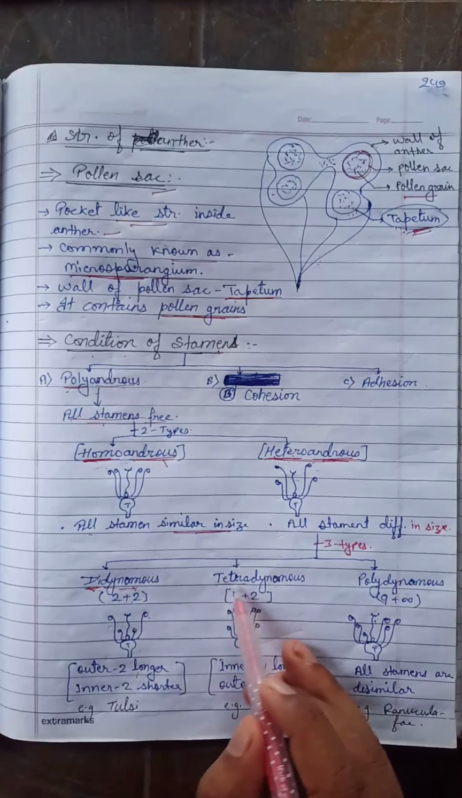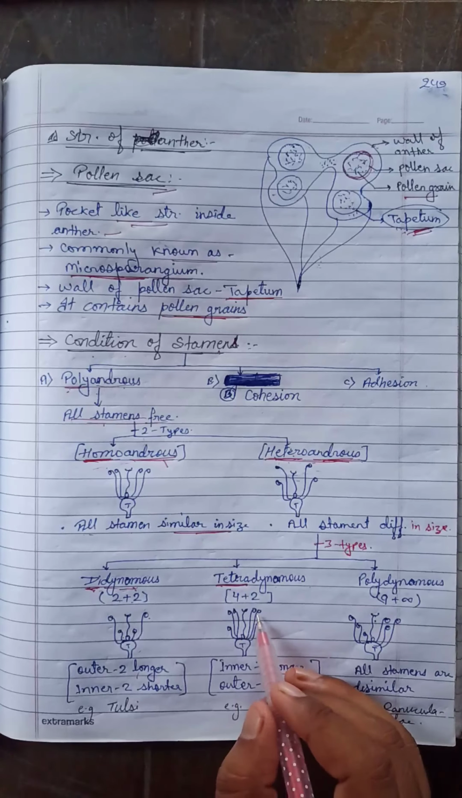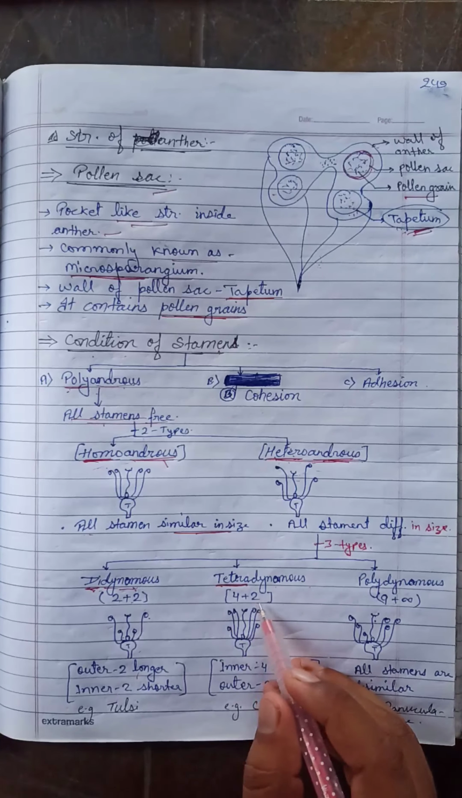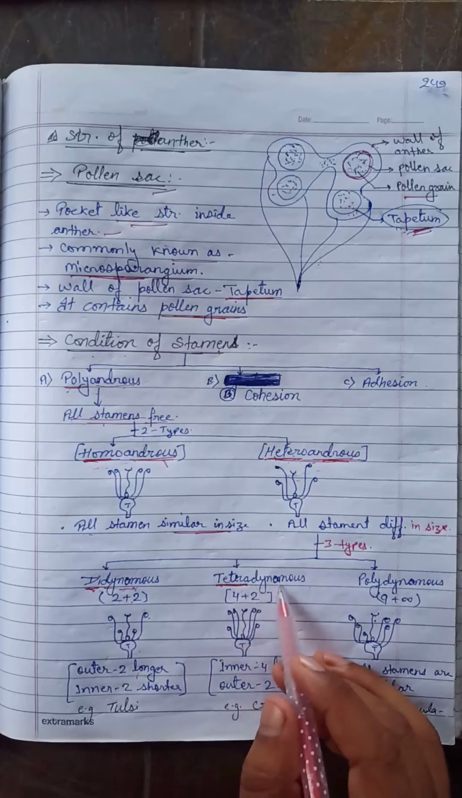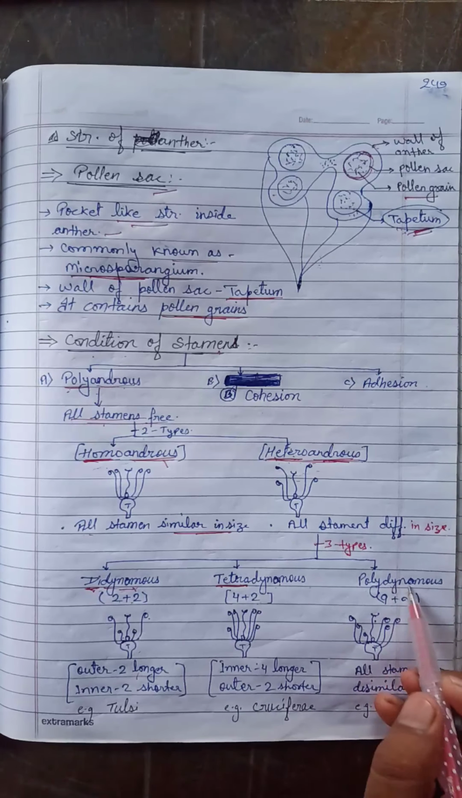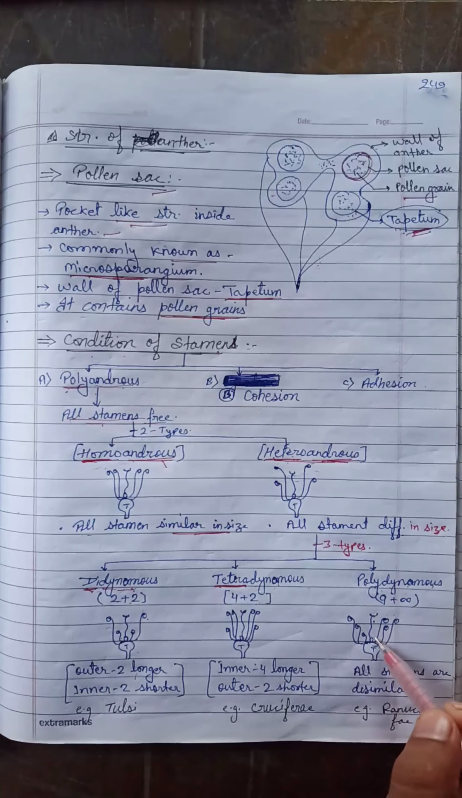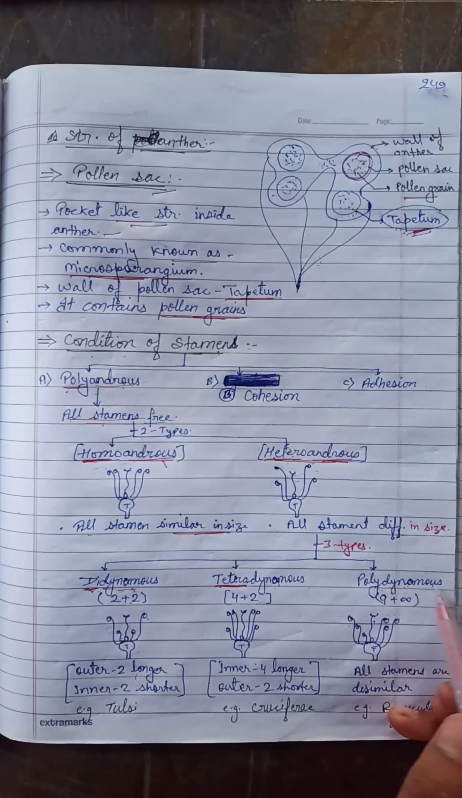Whereas tetradynamous. Tetra means four. Four inner are longer while two outer are shorter is called tetradynamous. Whereas polydynamous. Poly means many and different. Each and every stamen is different in size or dissimilar type. That is called polydynamous.